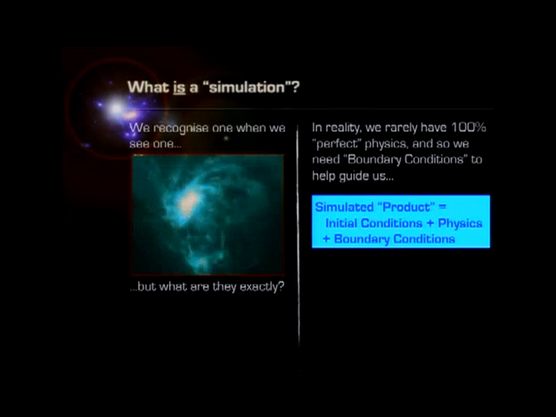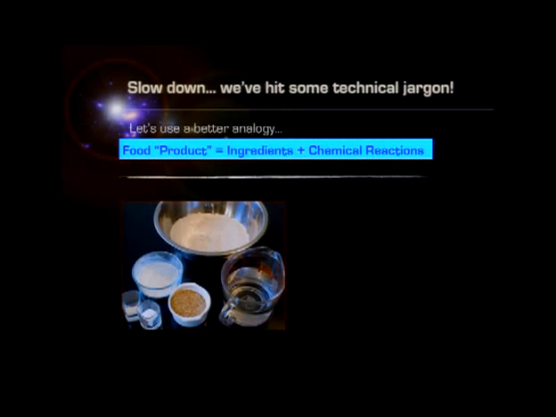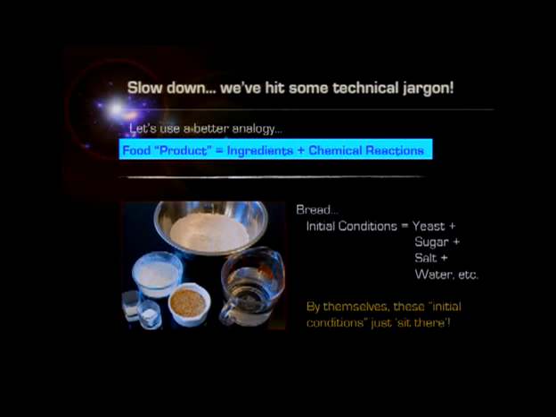But to first order, all you have to remember is that a simulation is a combination of initial conditions and physics. And so there's a little bit of technical jargon in there. And so it's good to use maybe a different analogy rather than that equation. So I'm going to use an analogy that everyone will understand. And that is, instead of thinking of simulations being initial conditions and physics, let's just think of cooking. So you have a food product, something at the end of the day, you cook something, you've got something on your plate. Well, it's a combination of ingredients and chemical reactions. That's really all cooking is.